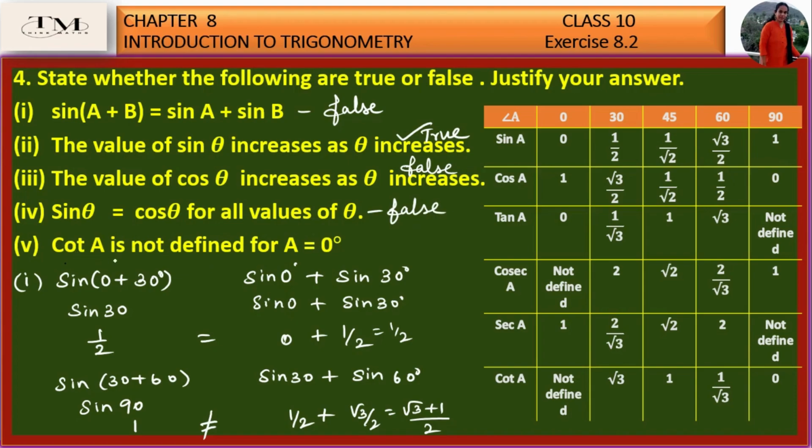Next one, cot A is not defined for A equal to 0 degrees. So at 0 degrees, what is the value of cot? It is not defined. It is cos by sin, that is 1 by 0. 1 by 0 is not defined. So it is true. So you must all know this table thoroughly. If you know this table thoroughly, you can answer all the questions easily.